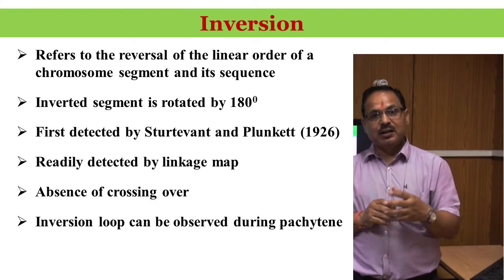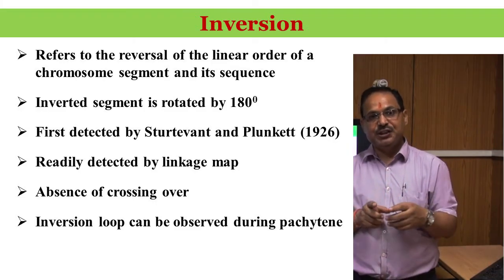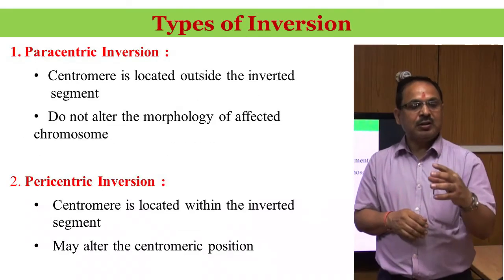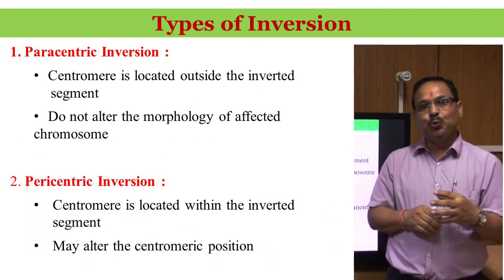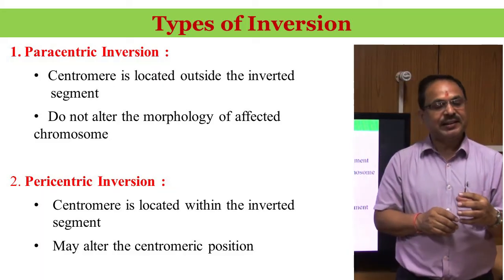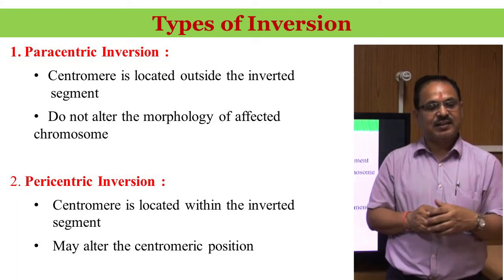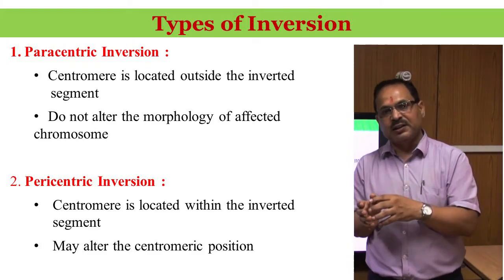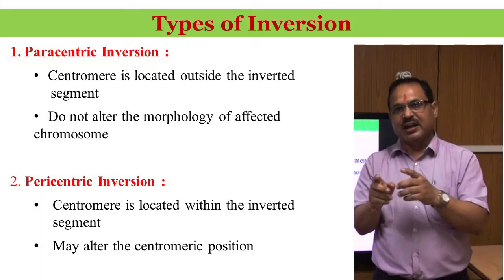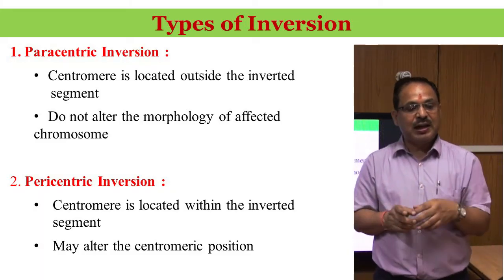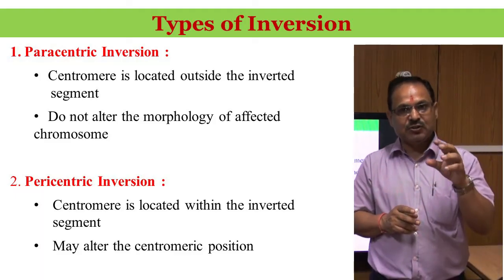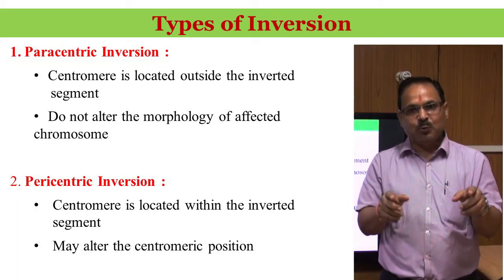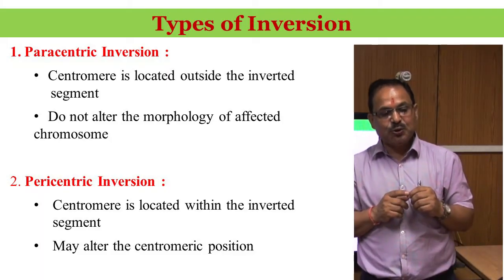As I said, a loop is formed, and that loop is easily observed during the pachytene stage of cell division. If we talk about the types of inversions, there are two types. The first is paracentric inversion, and the other is pericentric. As is literally clear, paracentric means the centromere is located outside the inverted segment. The inverted segment doesn't have the centromere, and it does not alter the morphology of the affected chromosome. But in pericentric inversion, the centromere is located within the inverted segment and within the loop, so it may alter the centromeric position.